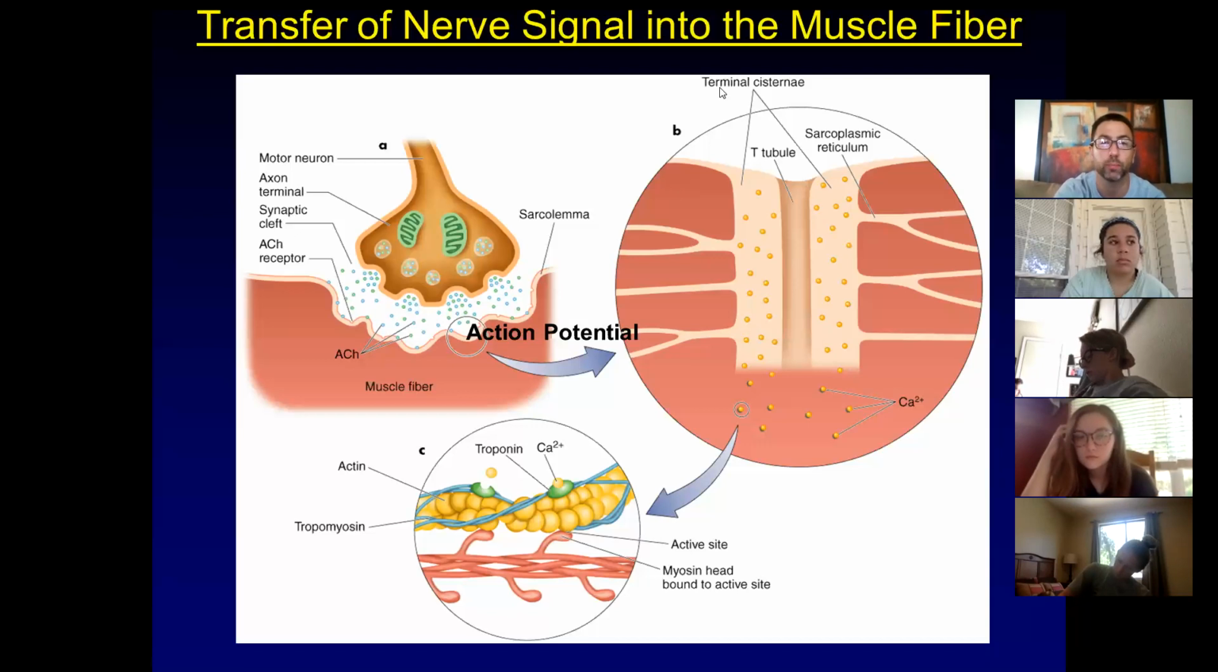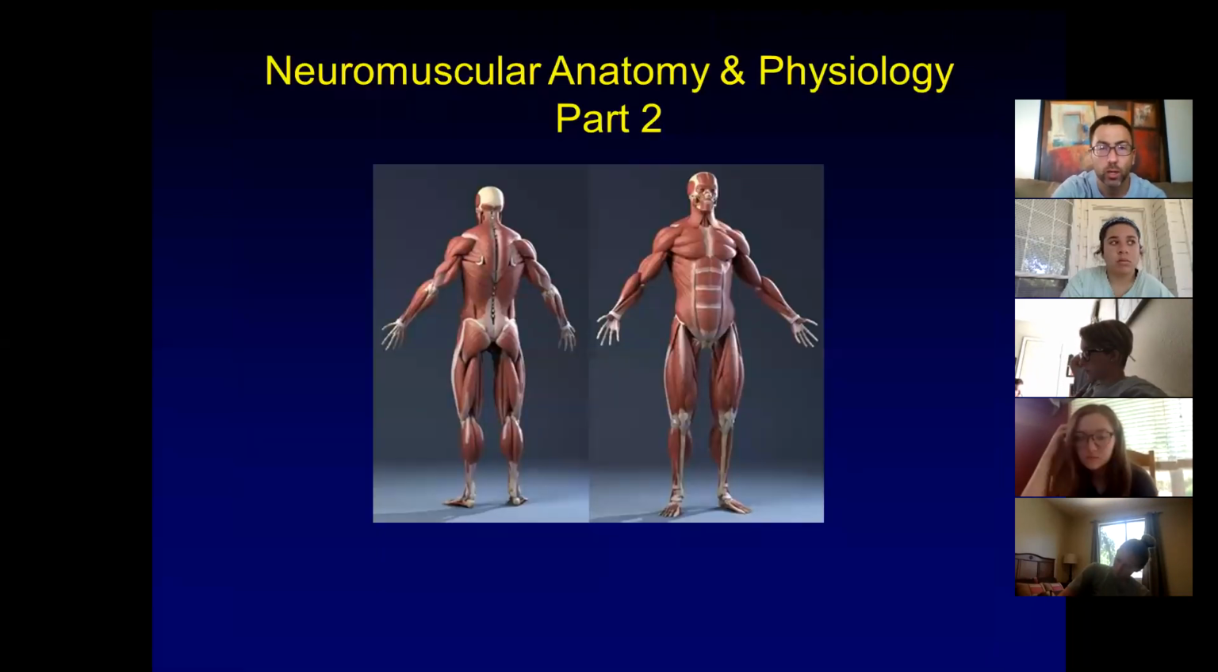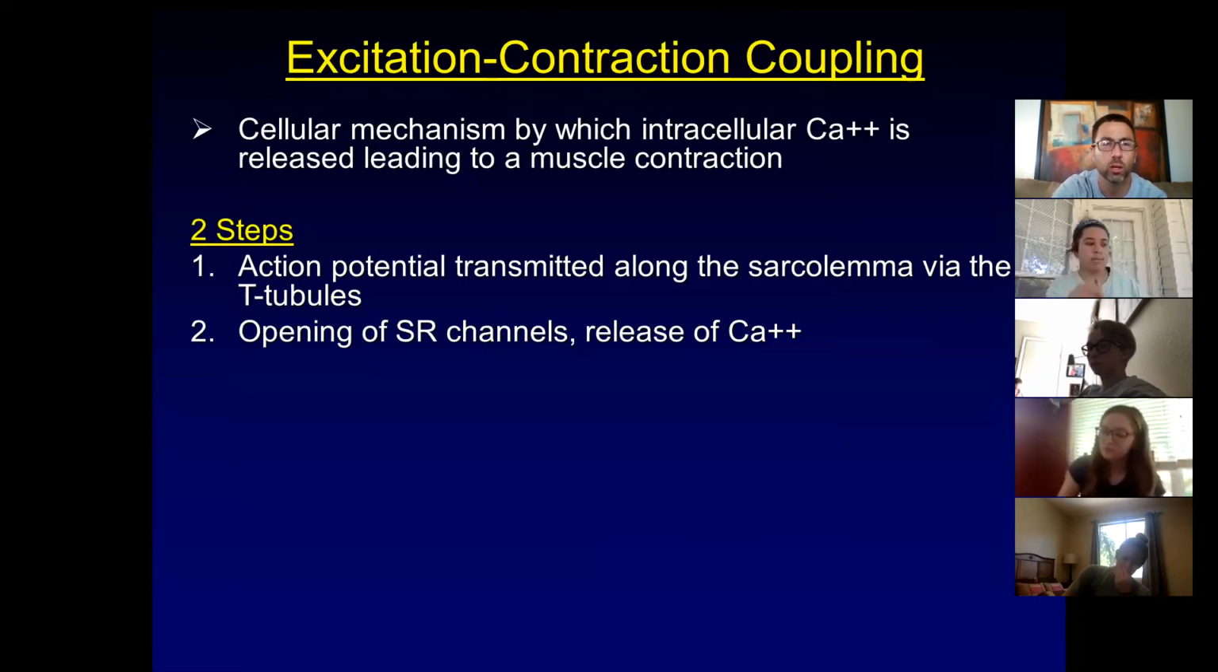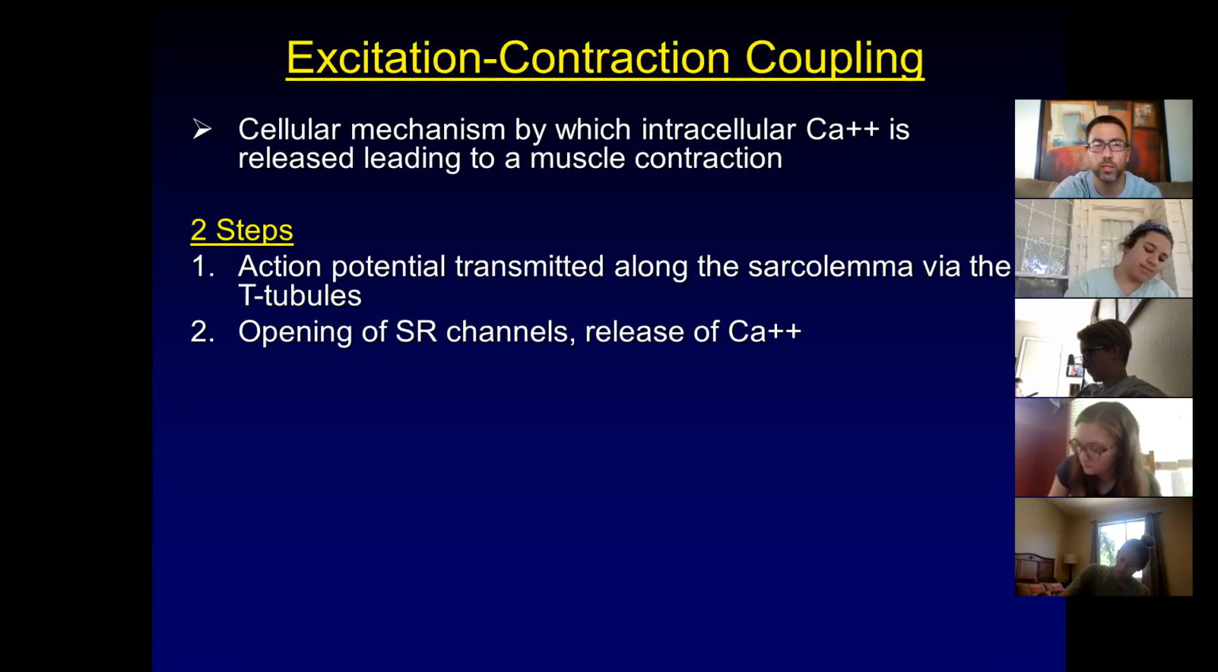Okay, so let's go on to now a little bit more of the kind of overall process physiology portion of things. So we talked about this, that action potential in the T-tubule to the release of calcium. This is called excitation contraction coupling, or EC coupling. We're coupling together the excitation of the sarcolemma to the actual muscle contraction.